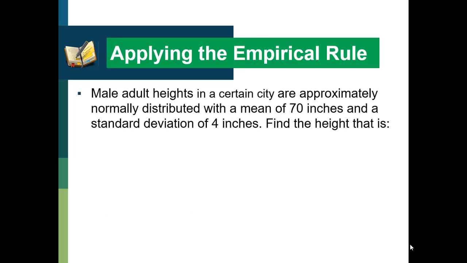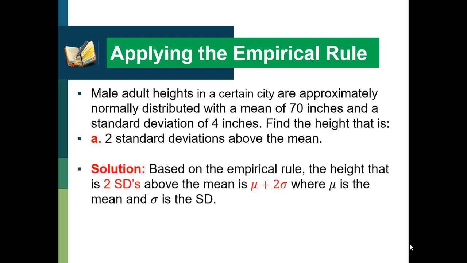Using the empirical rule for the normal distribution, the first question is 2 standard deviations above the mean. Based on the empirical rule, the height that is 2 standard deviations above the mean is the mean plus 2 times the standard deviation sigma, where mu is the mean and sigma is the standard deviation. I just wrote ST there as short notation for standard deviation. Is that clear?